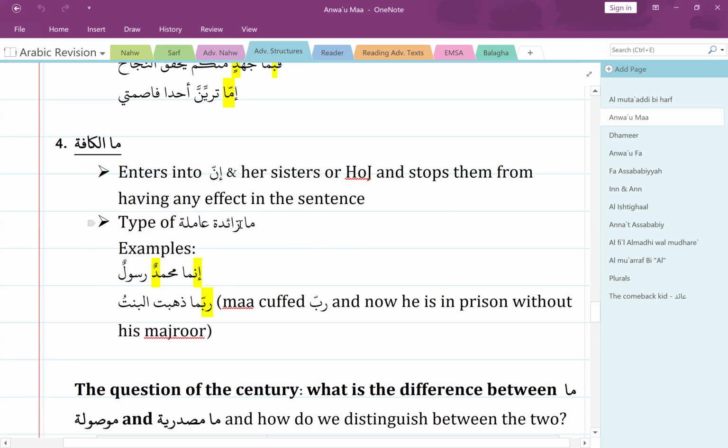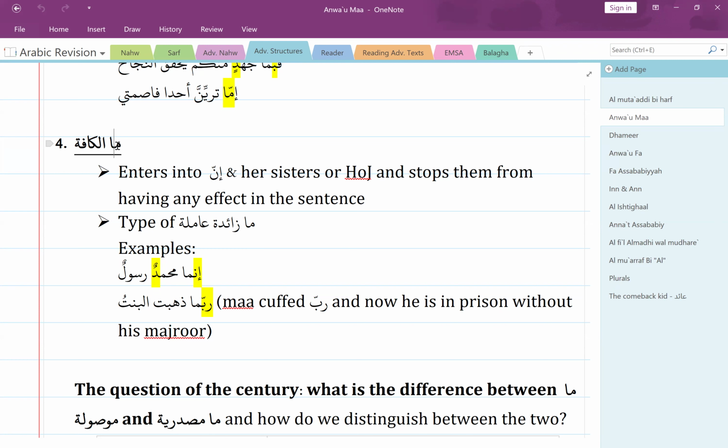It's a type of ma zaida. Some would actually call it ma zaida. You would see in some books calling it extra ma that has a job, ma zaida amila. It actually has a job because it stops inna from doing what it's supposed to do. Of course, the term that I use is ma al-kafa wal makfufa. So the ma itself is called kafa, and the inna, the thing that it stopped, is makfufa, the thing being stopped, because it's ism maf'ul, makfuf. So inna becomes makfuf, and ma is the kafa.